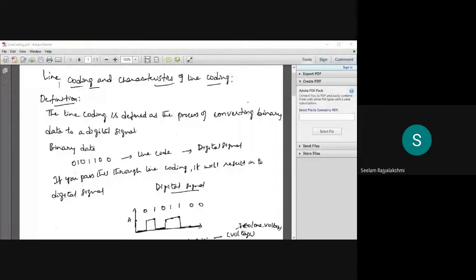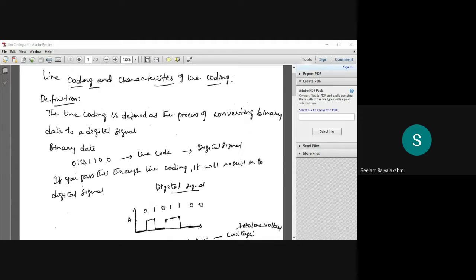Line coding and its characteristics. Let us see what is the process of line coding. Now let us consider the binary data. So what is the binary data we have? It is in the form of zeros and ones. That means the process of converting binary data to a digital signal is nothing but line coding.